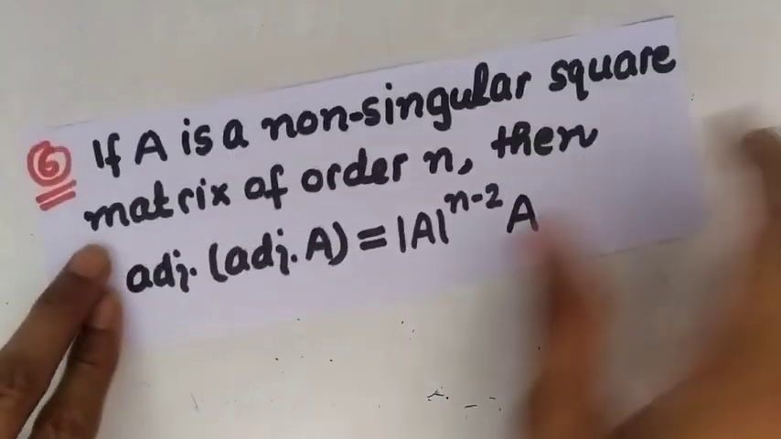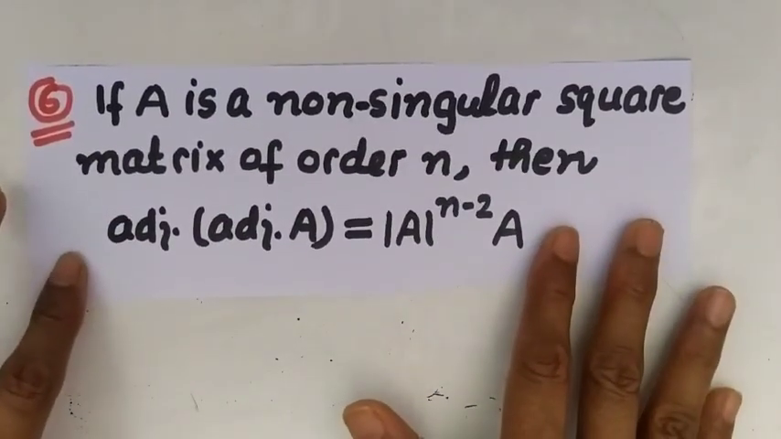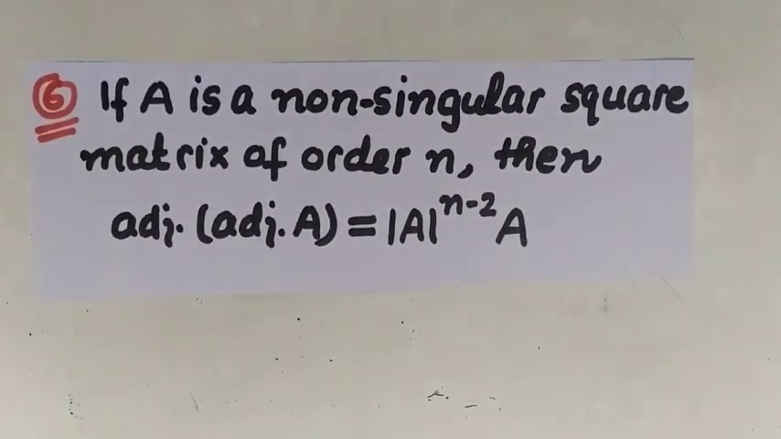Okay, let us move to our next property. And our next property is, if A is a non-singular square matrix, again non-singular, it means whose determinant is non-zero, of order n, then adjoint of adjoint of A is equal to determinant of A whole raised to power n minus 2 into A, and here n is order of square matrix A.